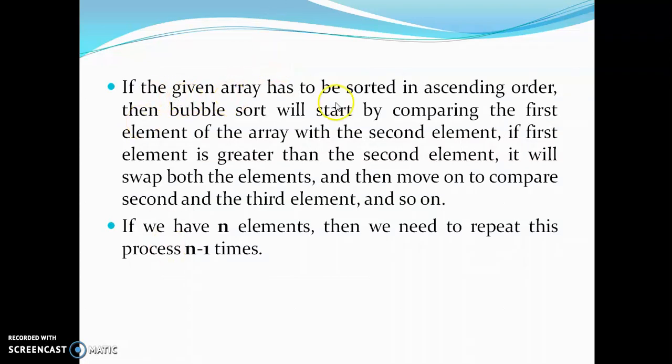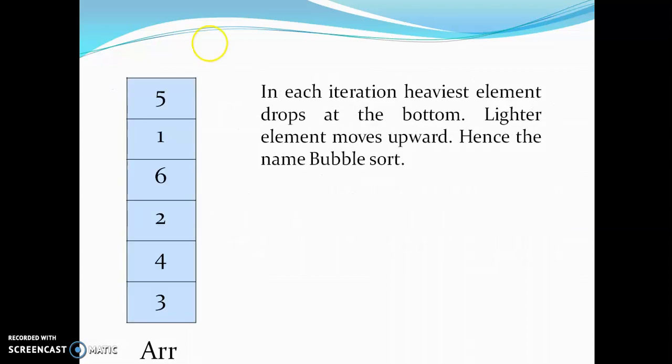If the given array has to be sorted in ascending order, then bubble sort would start by comparing the first element of the array with the second element. So in this case, the first element is compared with the second element. If the first one is greater than the second one, then interchange the elements. Then 1 will move to the first position and 5 will move to the second position.